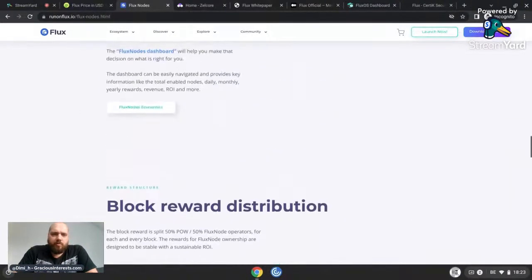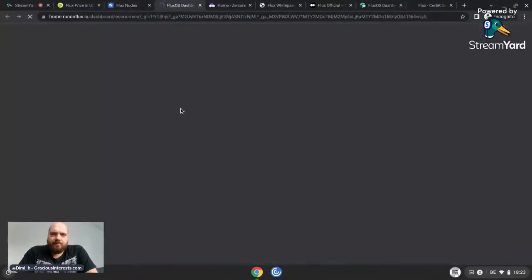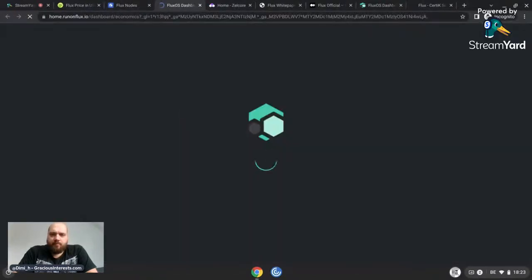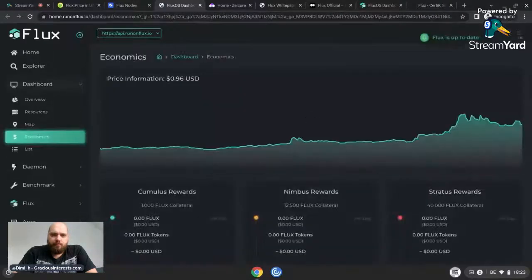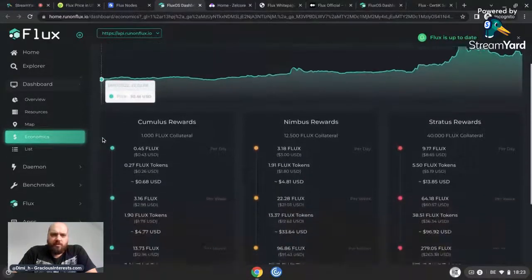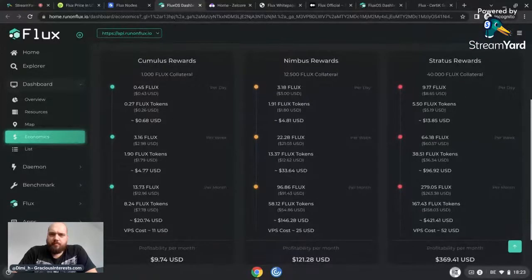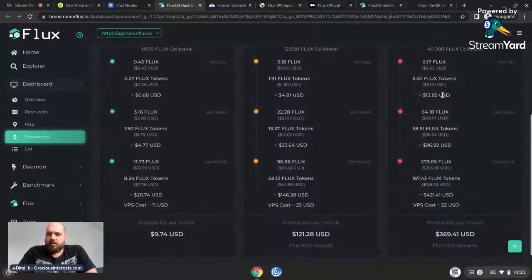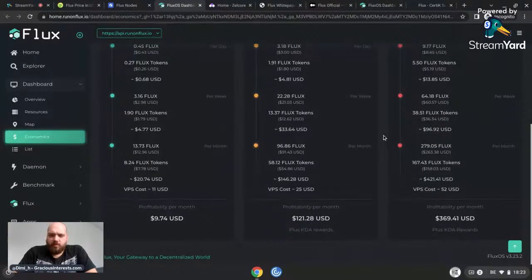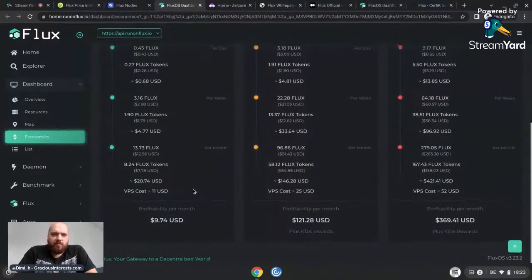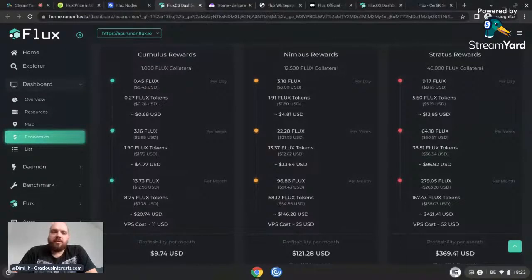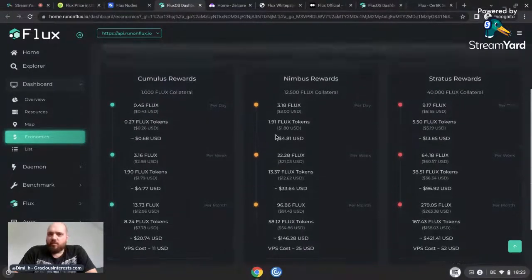Block reward distribution. I'm going to take a look here. Price information. And you can even see here the rewards per day estimated approximately. So okay, they give some numbers, but based on set parameters they've already defined on their website. Still saying it is an estimate, so quite cool.